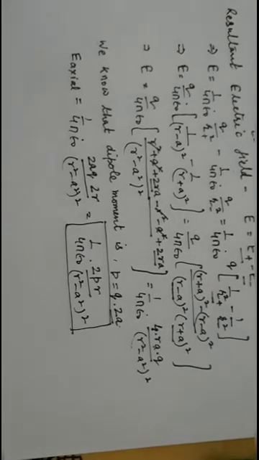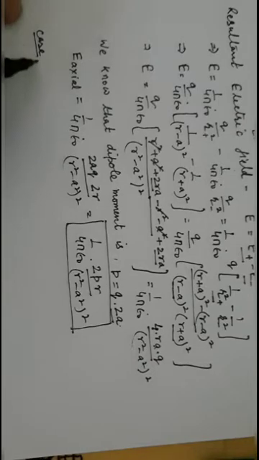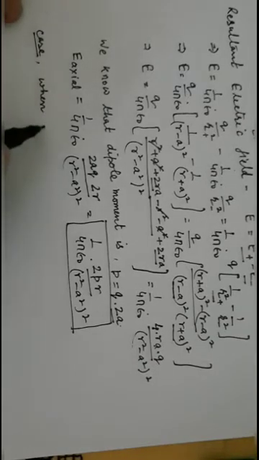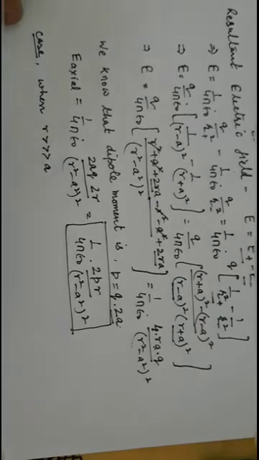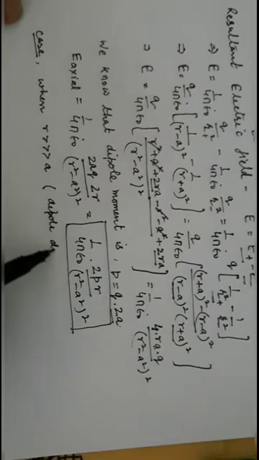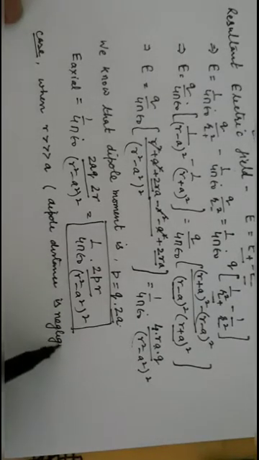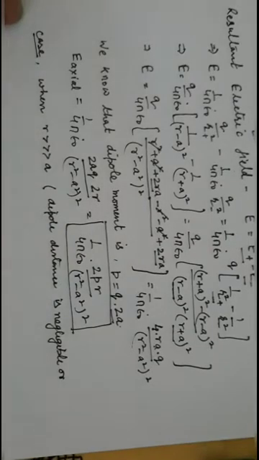Now, if I take the case when r is very much large as compared to a, it means that either the dipole distance is negligible or the point P is very far away.